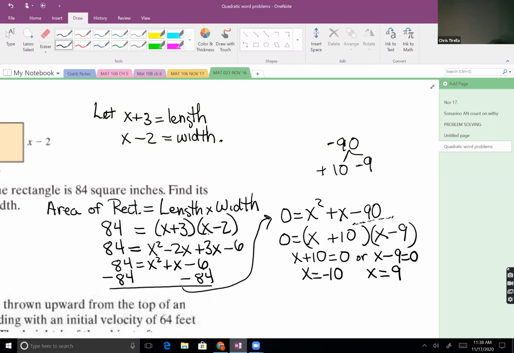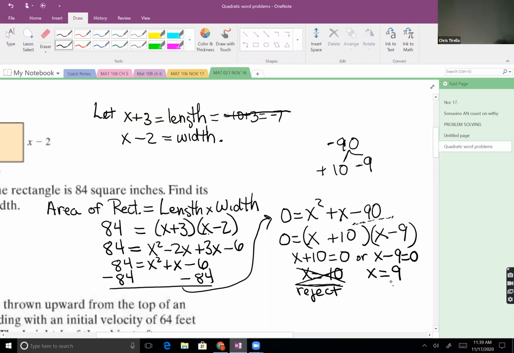x has to be part of a side of a rectangle. If x is negative 10, my length would be negative 10 plus 3 or negative 7. Do you ever get a negative number when you use a ruler to measure a side? No. Length is not negative, so we're going to reject this. And we're going to use that 9.